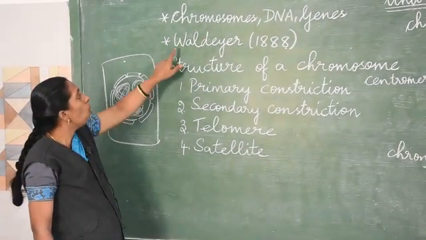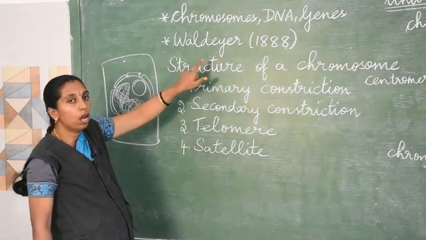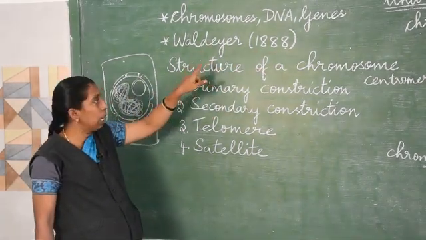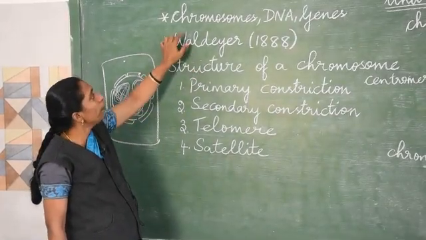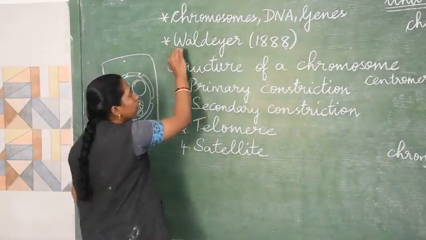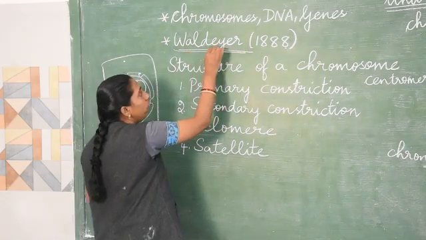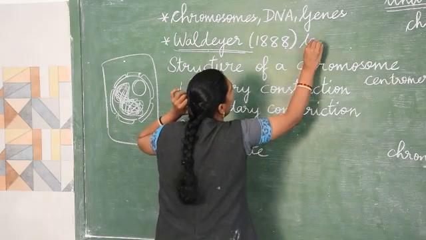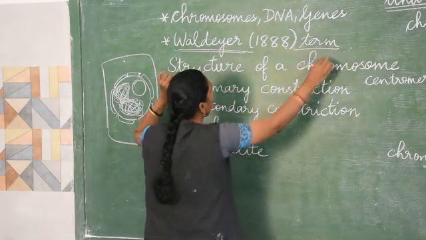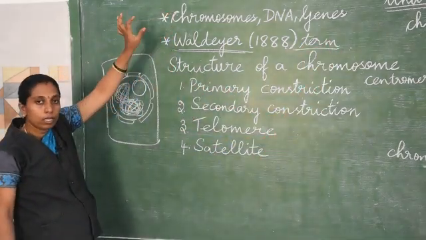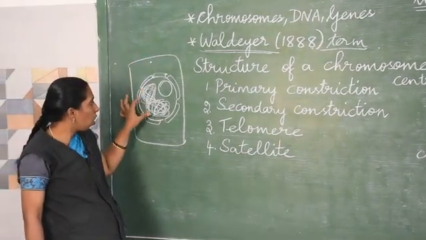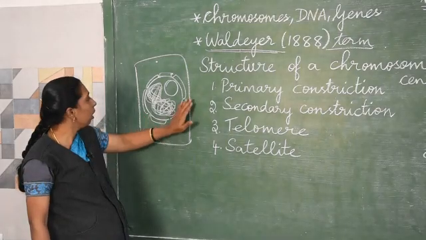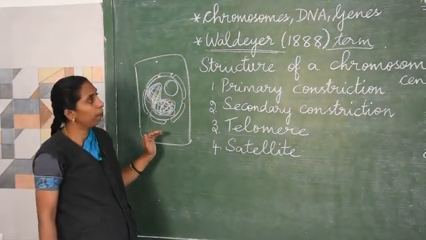It is Waldeyer, in the year 1888. He was the first person to coin the term chromosome. He is a famous scientist who was the first one to coin the term. So chromosomes are highly coiled thin thread-like structures found inside the nucleus of a cell.